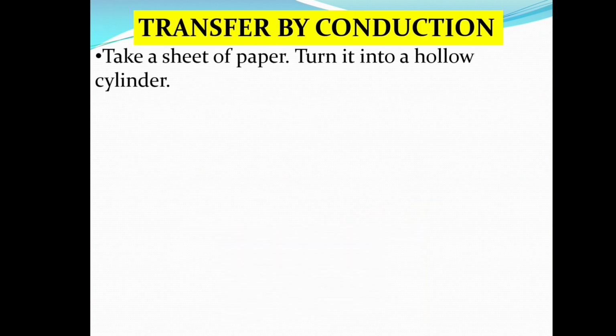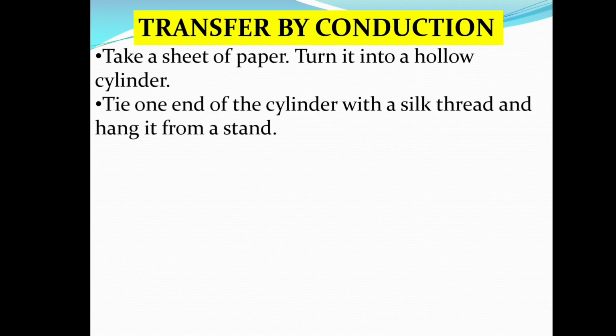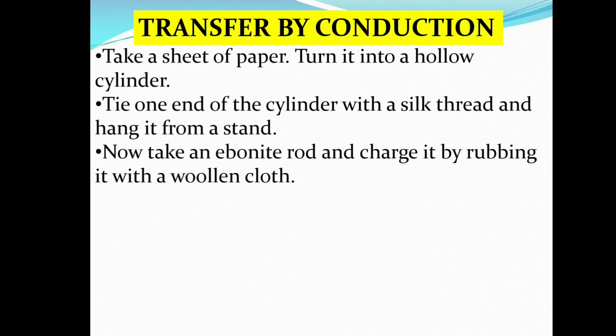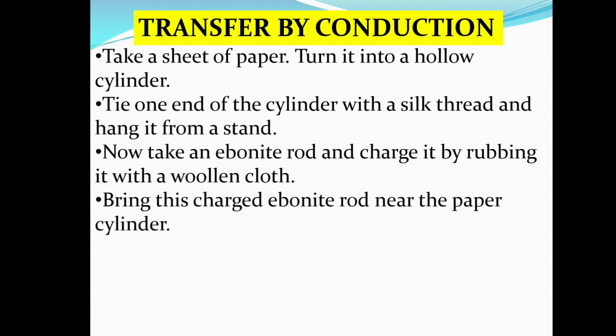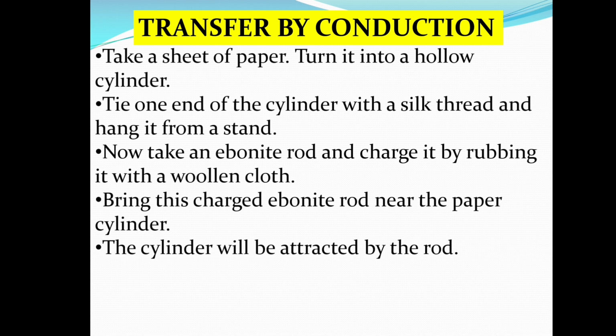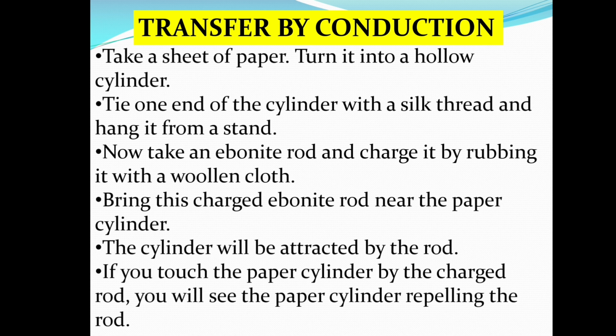Next one, transfer by conduction. Take a sheet of paper and turn it into a hollow cylinder. Tie one end of the cylinder with a silk thread and hang it from a stand. Now take an ebonite rod and charge it by rubbing it with a woolen cloth. Bring this charged ebonite rod near the paper cylinder. The cylinder will be attracted by the rod. If you touch the paper cylinder with the charged rod, you will see the paper cylinder repelling the rod.